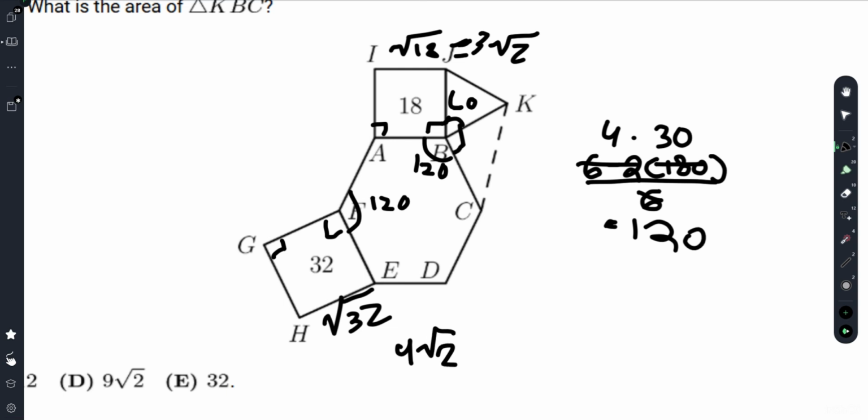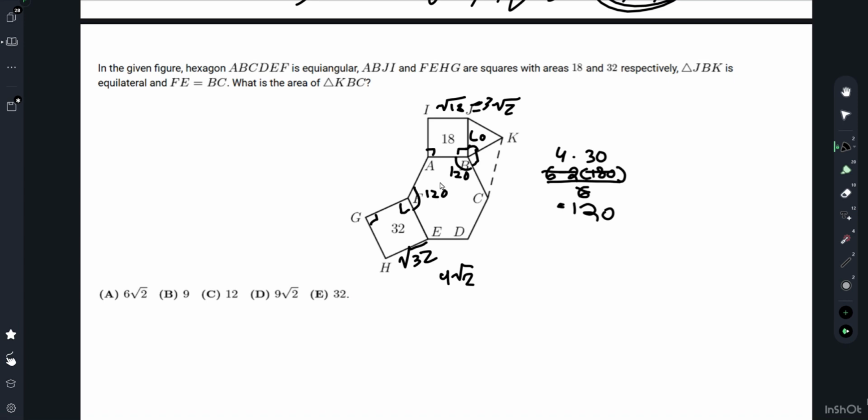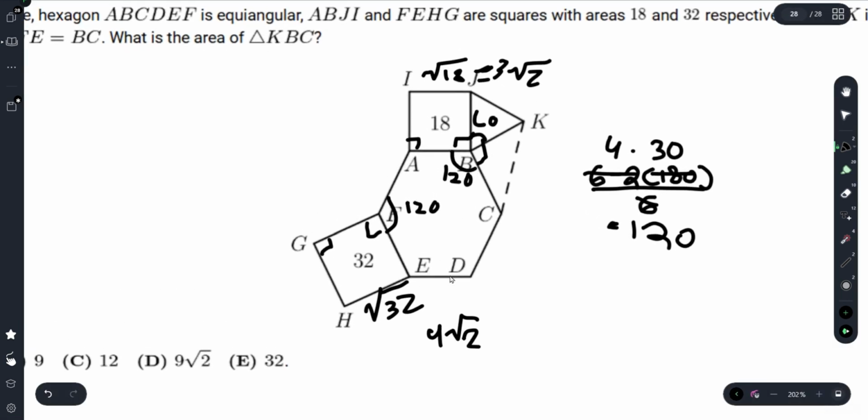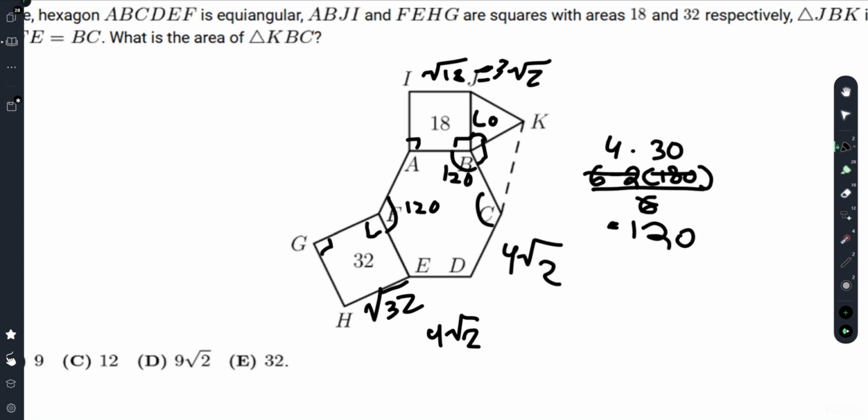But now if we take a look back at the problem, we know that FE is equal to BC. So FE is equal to 4 root 2, so we know BC is equal to 4 root 2. And something we can notice is JBK is an equilateral triangle. That means that this side is equal to this side is equal to this side. And we know one of the side lengths is 3 root 2 because it connects to the square. So we know KB is equal to 3 root 2 as well.